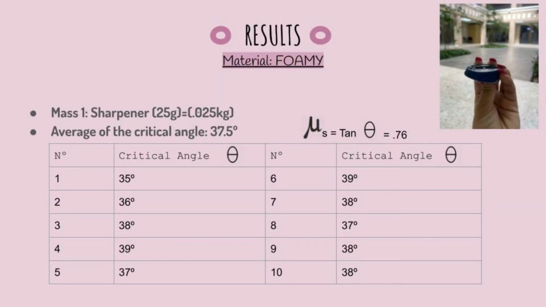The material that we chose is wood. The first object, mass 1, is the sharpener, which has a mass of 25 grams. Also, we obtained the average of the critical angle according to the 10 tries that we made, which is 37.5, and the coefficient of friction is equal to 0.76.